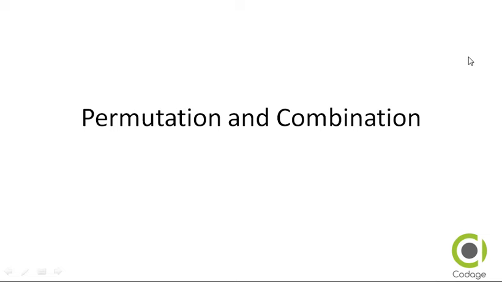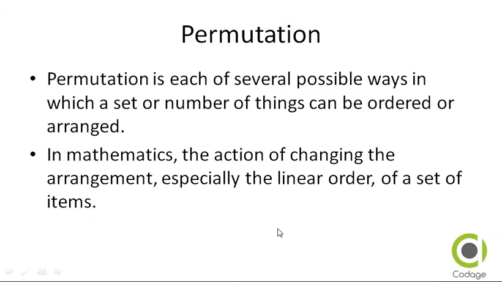This is Saransh, and in this video we are going to find the number of possible permutations and combinations. First, let us understand permutations. Permutation is each of several possible ways in which a set or number of things can be ordered or arranged. In mathematics, it is the action of changing an arrangement of a set of items.